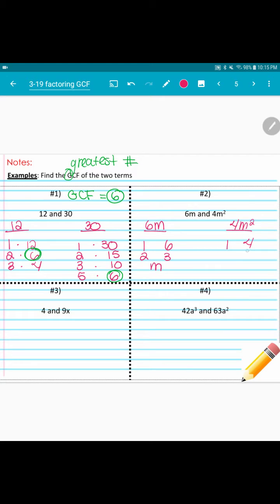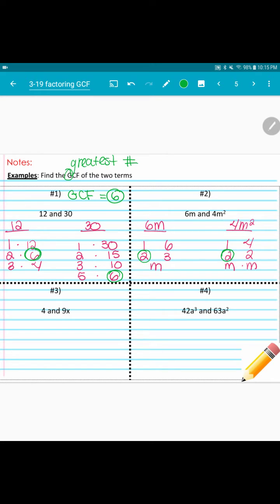1 and 4, 2 times 2. Now remember, m squared, we talked about anything with a squared has m times m. That's basically what an m squared is. So now I'm looking for the biggest number in both of these. So the biggest number would be 2.